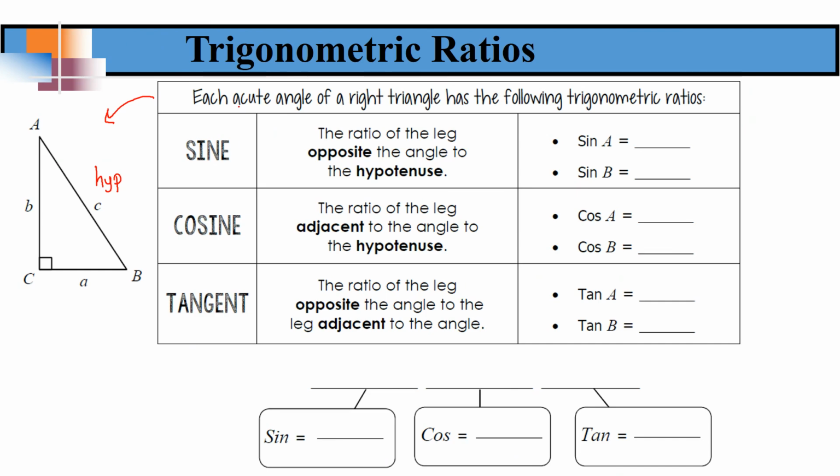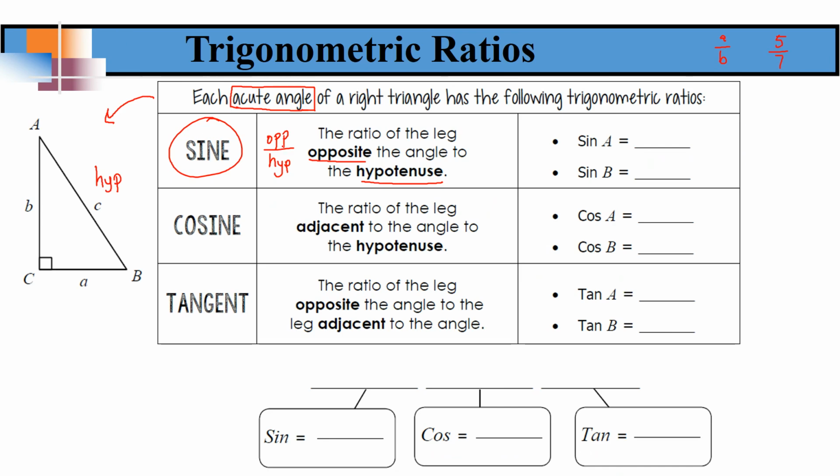It says each acute angle of a right triangle. So a reminder, these trig ratios only work in right triangles, and we're specifically talking about the acute angles, the angles less than 90. So each acute angle of a right triangle has the following trig ratios. Remember, a ratio is like a fraction, like a over b or 5 over 7, okay? Now look at the definition of sine. It says it's the ratio of the leg opposite the angle to the hypotenuse. So if you were to write that down, you could write opposite over hypotenuse. I would encourage you to write that down right here for now.